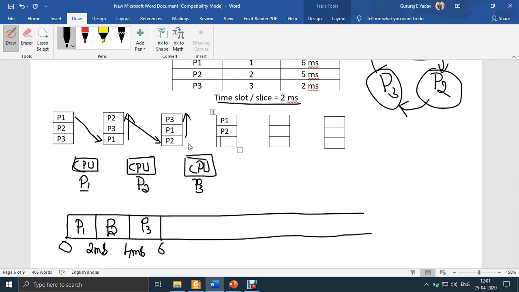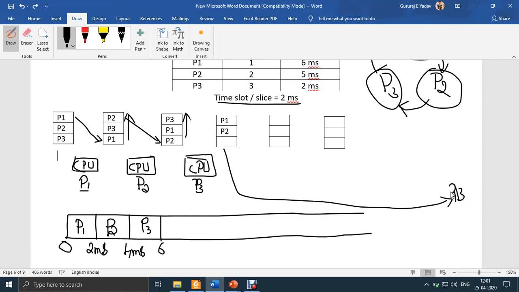So we can make a note here if you want. This is P3. P3 completes. So no need of entering P3 once again.